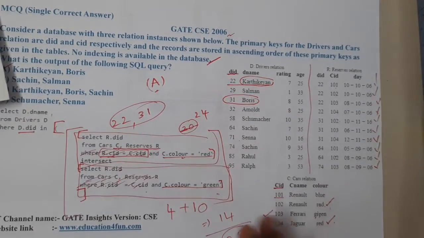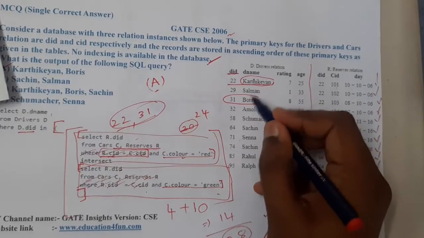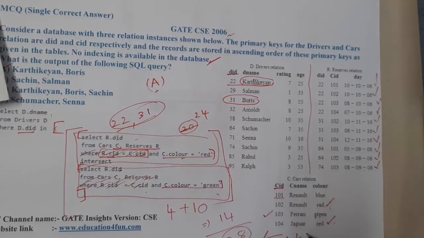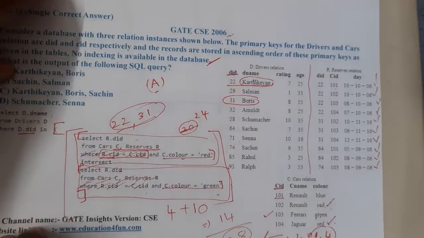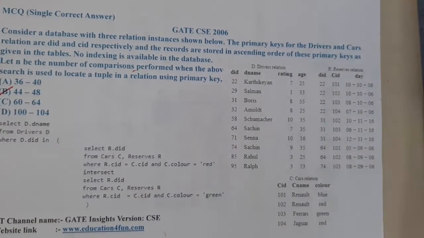Once this whole thing is done, we got the end result as 22 and 31. So additional 2 comparisons have been done to get these two values. So the final result should be 44, or it should be near 44, because in the question they give ranges, right? One of its options is 44 to 48. So option B could be the most potential answer.